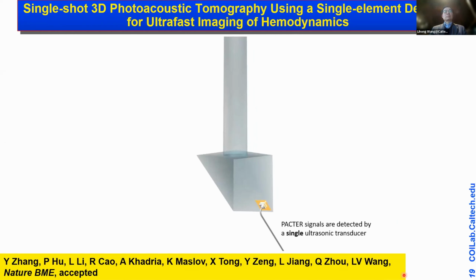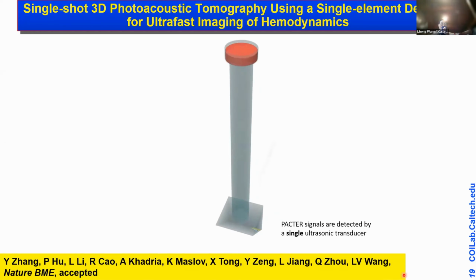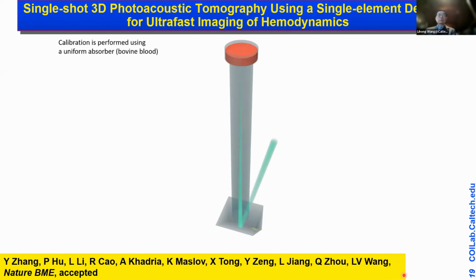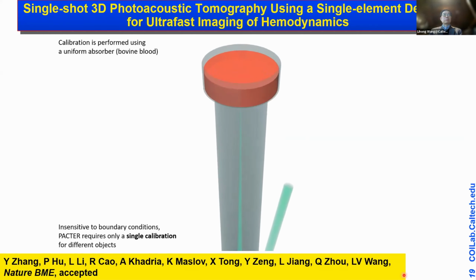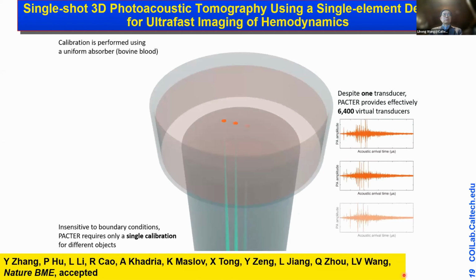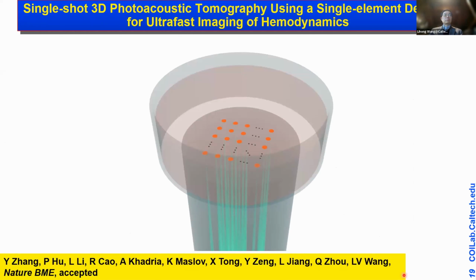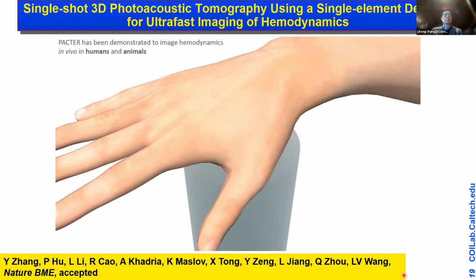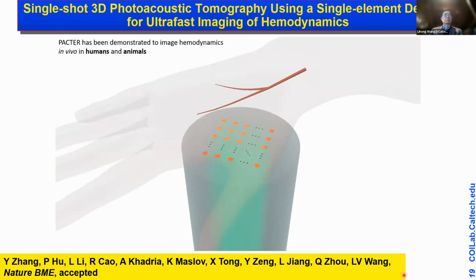In PACTER, photoacoustic signals generated with a single laser exposure are detected by a single-element ultrasonic transducer. The calibration is performed using a uniform absorber, such as blood. Owing to its insensitivity to the boundary conditions of the object, PACTER requires only a single calibration for different objects. Despite the use of a single-element ultrasonic transducer, PACTER provides effectively 6,400 virtual transducers, with each calibration pixel becoming a virtual transducer. PACTER has been demonstrated to image hemodynamics, in vivo, in humans and animals, such as the changes in the blood vessel of a human hand.